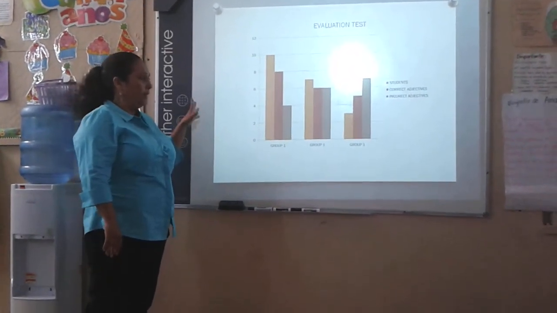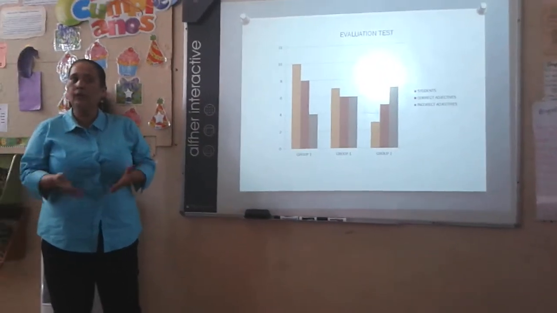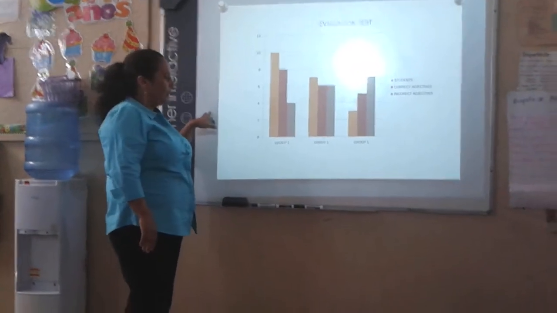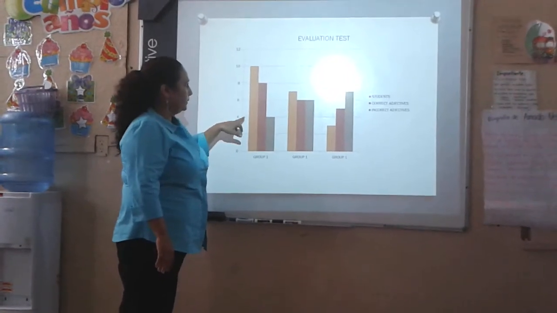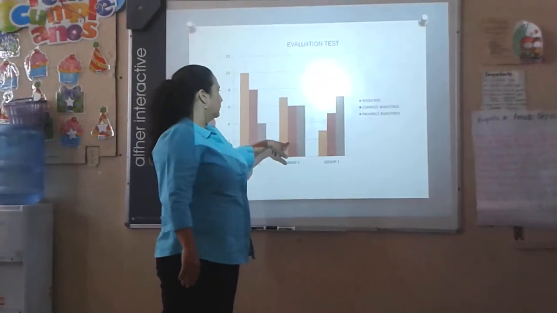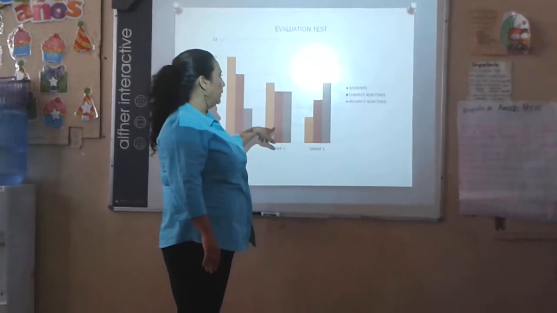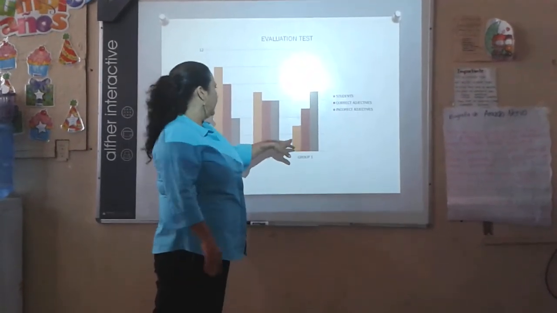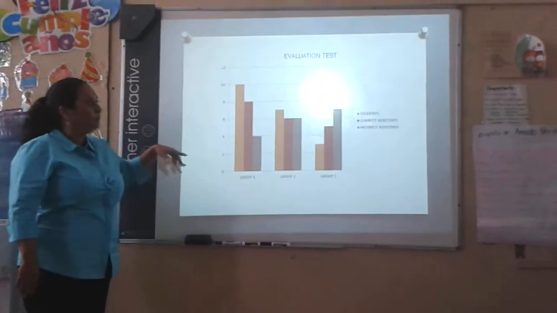When I started the project, first the idea was to know how much they know about adjectives. So I gave an evaluation test, and in the group, 10 students answered 8 adjectives correctly, 7 students answered 6 adjectives correctly, and 3 students answered 5 adjectives correctly.